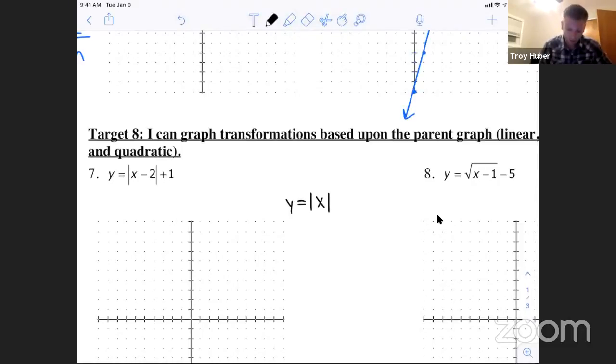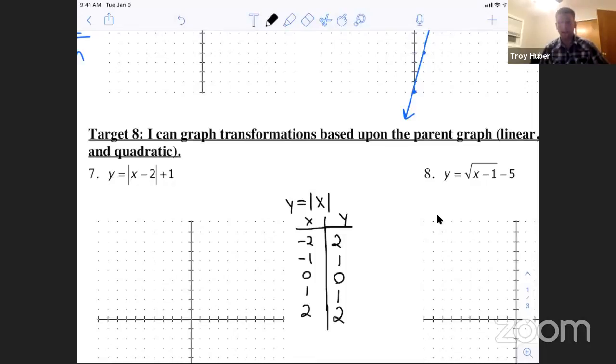So in my t-chart, I can plug in some values for x, and I usually use the values -2, -1, 0, 1, and 2, because that gives me a pretty good picture of the graph. All right, if I took the absolute value of -2, that would give me a +2. If I took the absolute value of -1, that would give me y value of 1. Absolute value of 0 is 0. Absolute value of 1 is 1. Absolute value of 2 is 2.